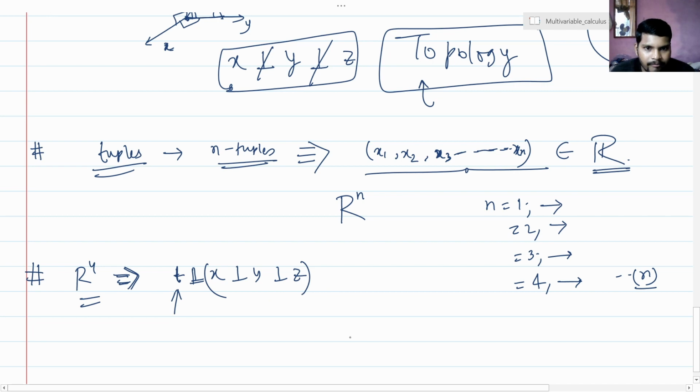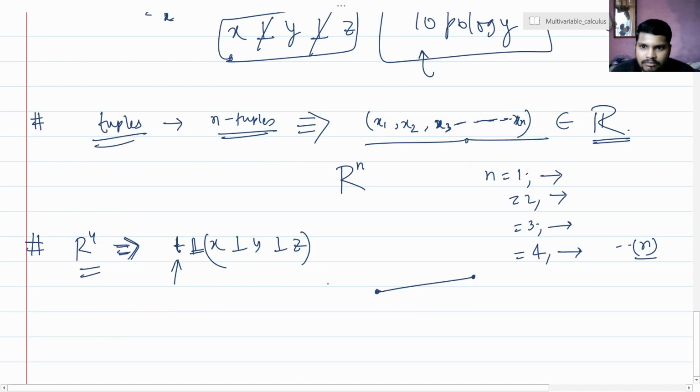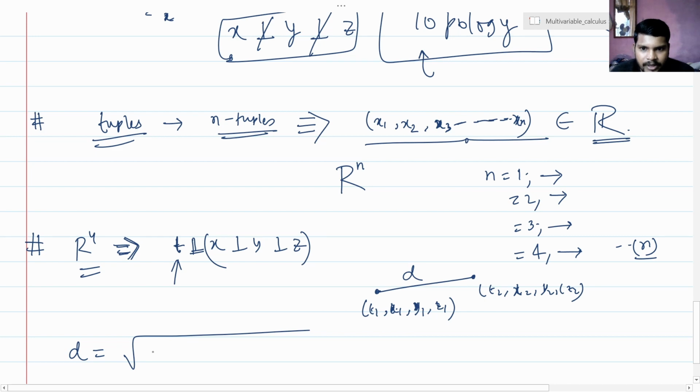Now we can measure a distance again the same way. We cannot draw it in 4 dimensions. We can say that this one would be t1, x1, y1, z1, or over here t2, x2, y2, and z2. And we simply say that the magnitude of the distance would become t1 minus t2 whole square, x1 minus x2 whole square, y1 minus y2 whole square, and similarly z2 minus z1 whole square.